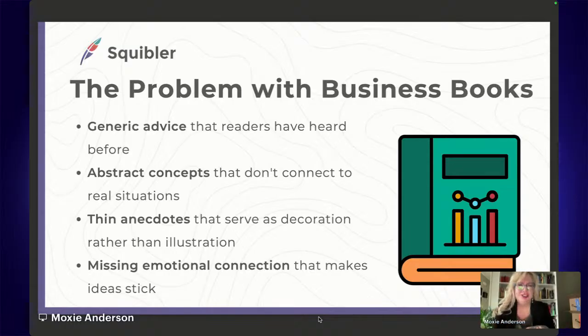And some of that is generic advice. People are writing about things that readers have read before, that they already know. Also, some of these writers will use abstract concepts that don't connect to real-world situations, which is where your anecdotes, your stories, and your case studies will come in. Some of these books also have thin anecdotes. They serve as decoration, but they don't really illustrate the point that the writer is trying to make. And a lot of these books fail to hit that emotional connection with their readers that helps to make these ideas stick.